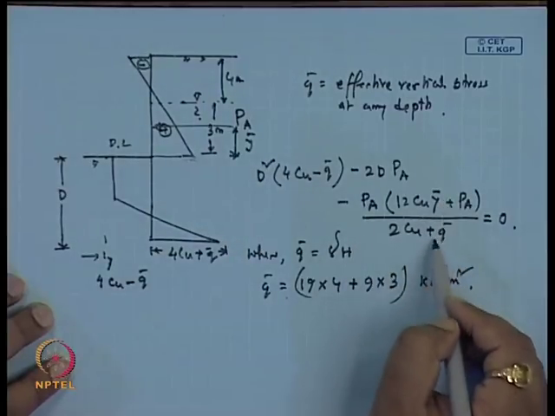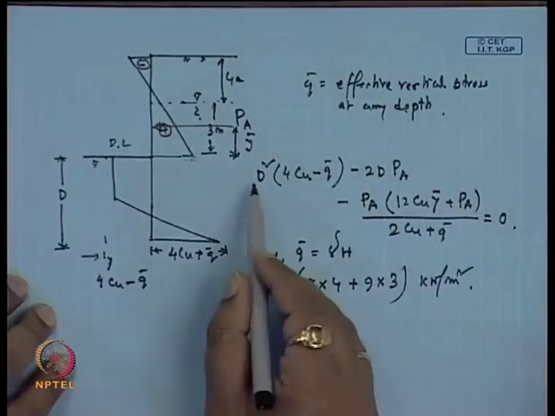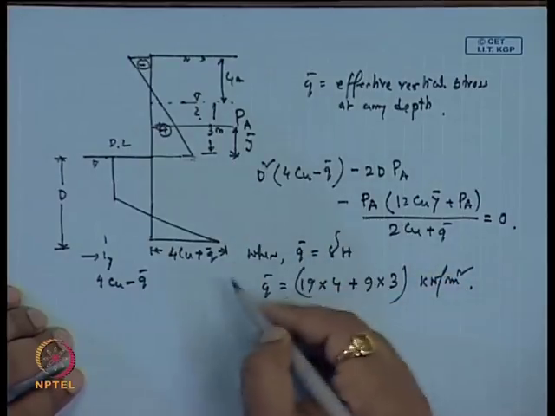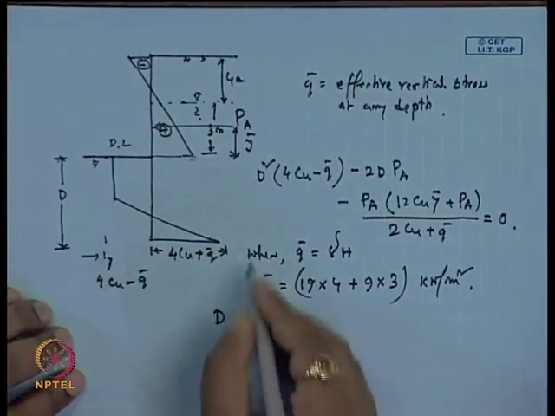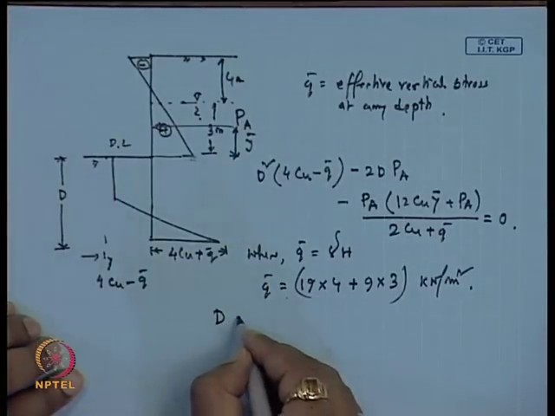Then all the other things we put in this expression, and you will get a simplified expression in terms of d square. Once we solve this expression, we will get the value of d.